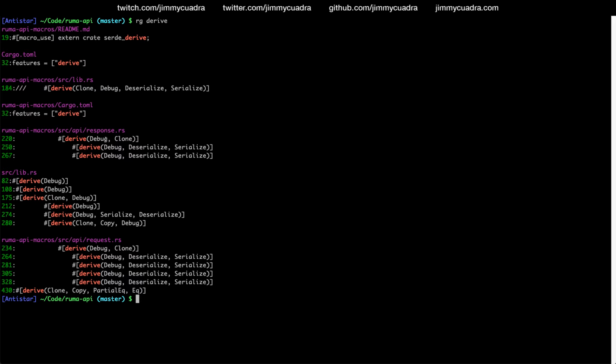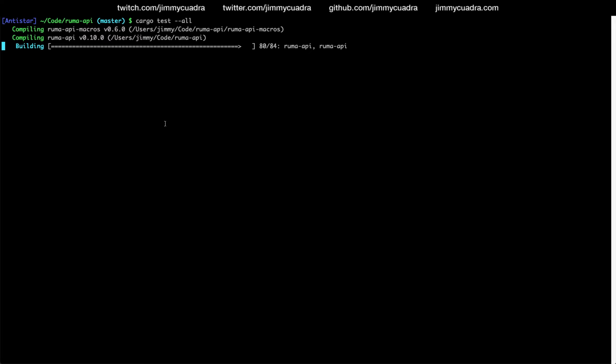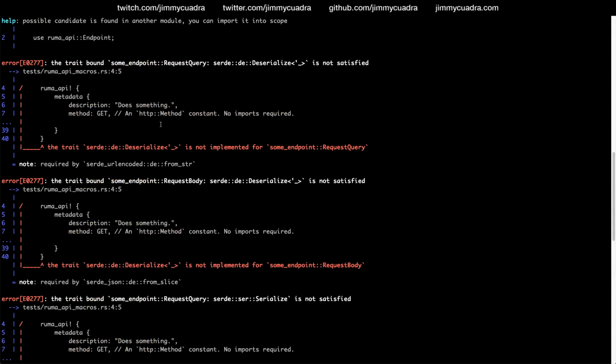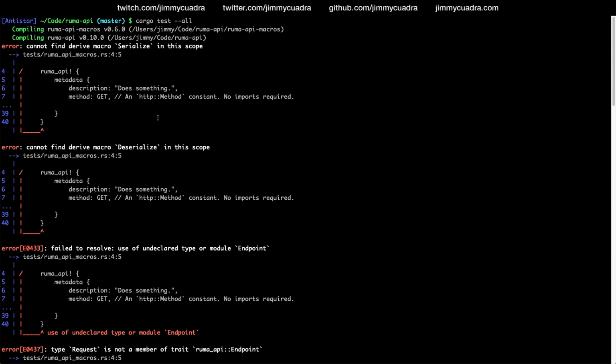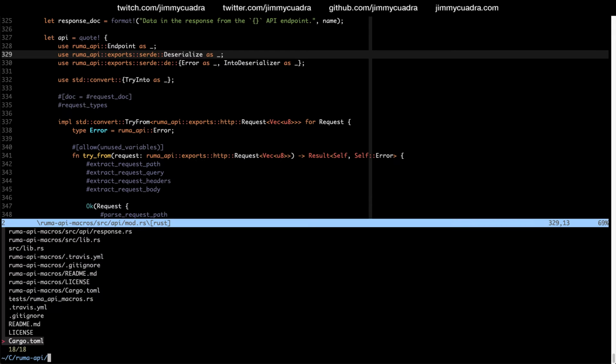Exactly. So what I was doing here is I'm trying to run the tests for this library, and I can't remember, something about the macro not being found. So cargo test will run the tests. It can't find the serialize derive macro. I think what I'm going to do for now is just import it into the test.